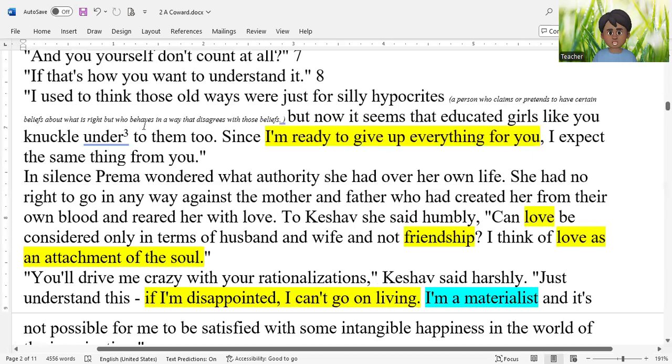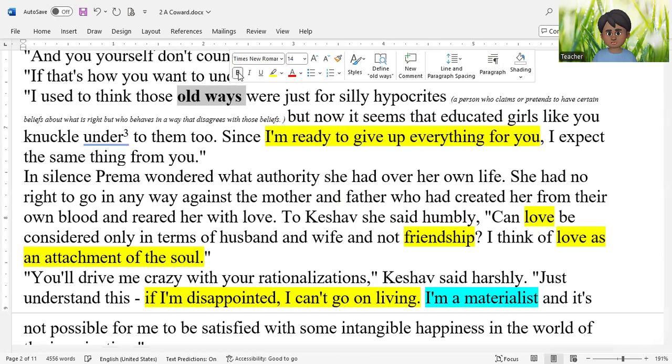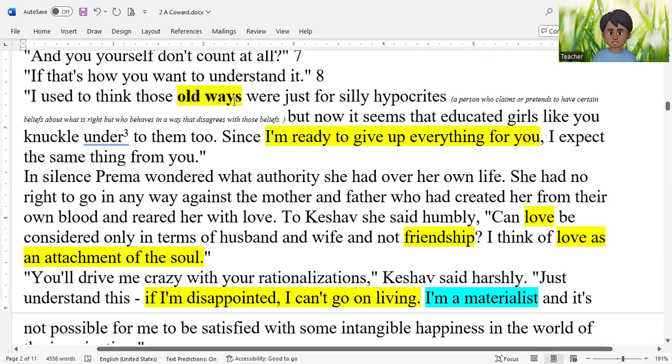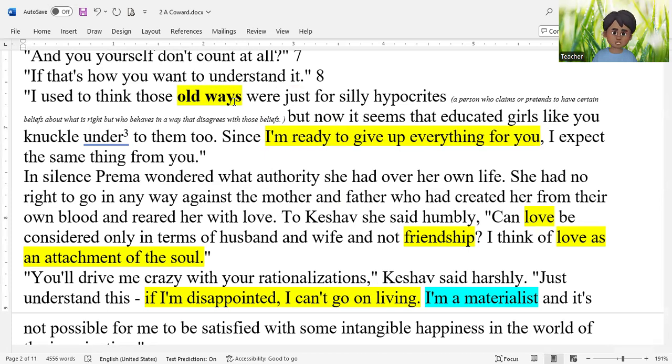Note down this phrase, old ways, because I've been telling you one major source of conflict in this story is between the old ways of life and new ways of life. Keshav says he represents new ways of life, and Prema seems to be representing old ways of life, and Prema's mother and father also represent old ways of life. So the conflict in this story is between old ways and new ways. Note down under the heading conflict in a note copy.